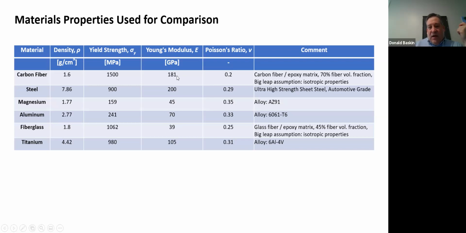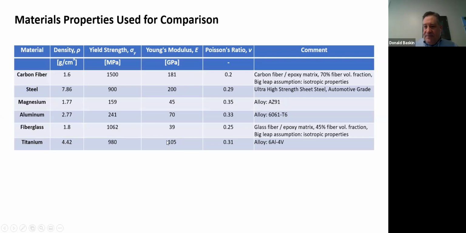It's worth noting here that this carbon fiber is an anisotropic material. So this stiffness and this strength are only in one direction, and transverse to that one direction, they're going to be very different. Just keep that in mind. The metals here, well, not the fiberglass, the steel, the magnesium, the aluminum, the titanium, these are isotropic materials.